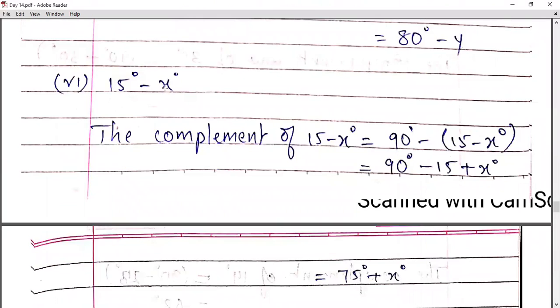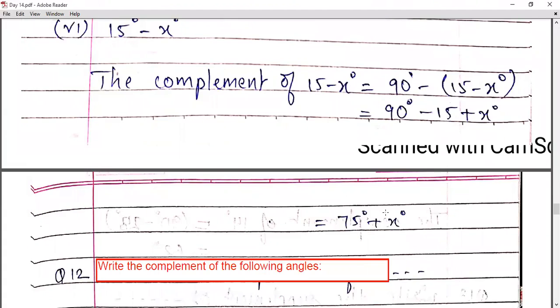15 degrees minus x degrees. The complement of 15 degrees minus x degrees is 90 minus (15 minus x) degrees. Opening up the bracket with a minus sign, minus 15 will become minus 15. Minus minus will become plus x degrees. So 90 minus 15 will give you 75, and plus x degrees, the variable, will remain as it is.